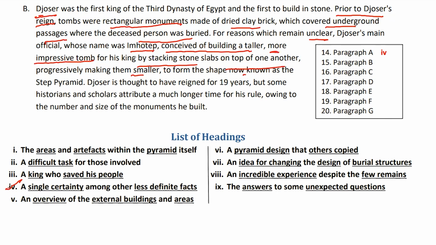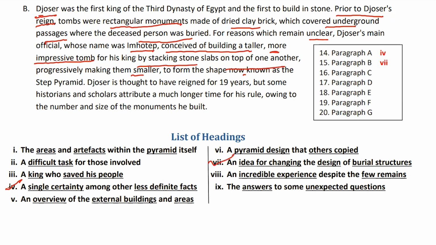So now this is amply clear because there is an idea which the official conceived, and he wanted to change the design from rectangular to slabs on top of one another. So this has to be the answer. So the answer in this case is 7.